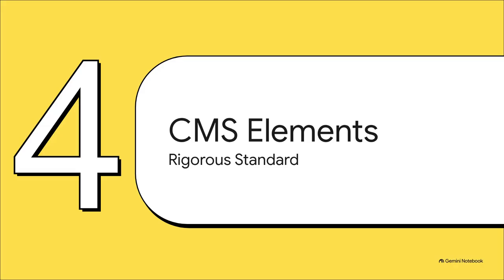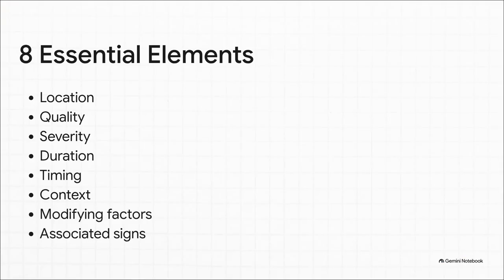Next up, Section 4, 8 essential CMS elements, the rigorous standard. These are the 8 essential elements recognized by the 1995 and 1997 CMS documentation guidelines that dictate exactly what needs to be included to have a robust, fully compliant HPI.